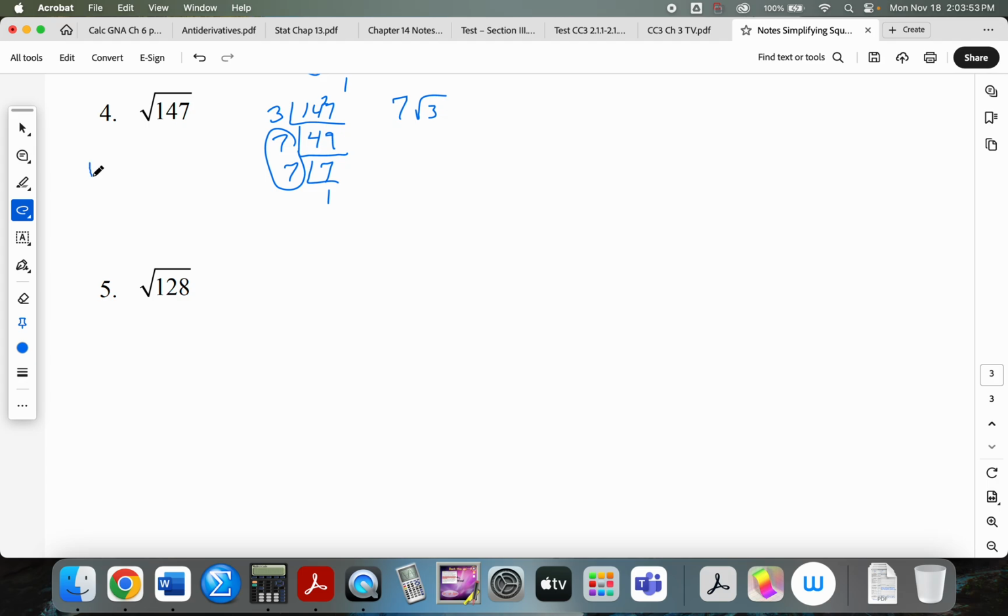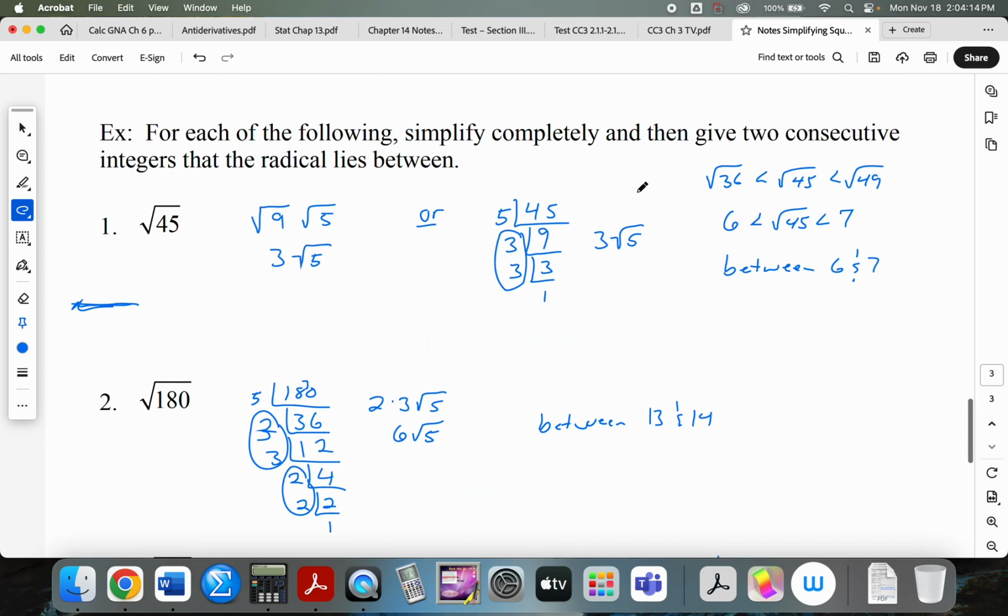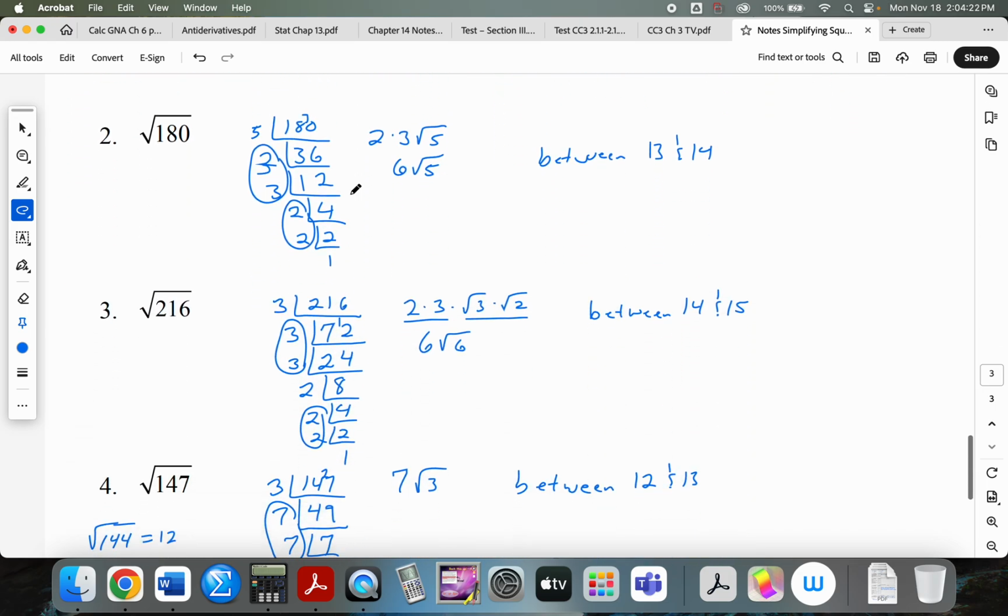The square root of 147 is just a little bit more than the square root of 144, which is 12, and less than the square root of 169, which is 13. So this is between 12 and 13. It says, simplify and give 2 consecutive integers so the radical lies in between. So it wants both things.